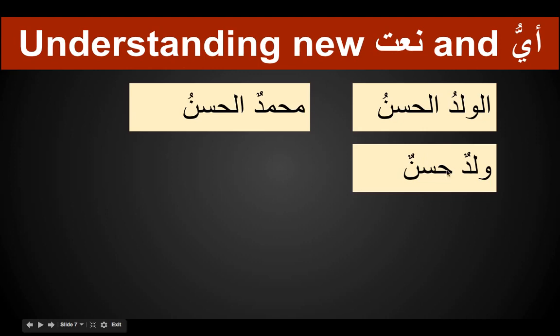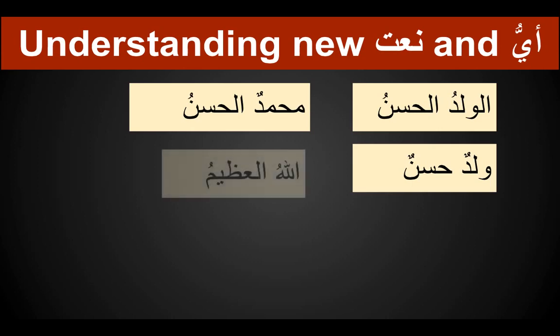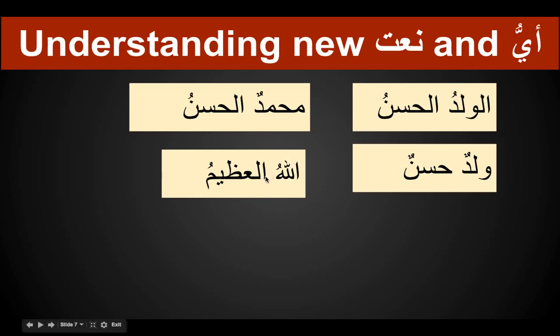If we have to make a full sentence, the Mubtada has to be definite, so it will be al-waladu, and the Khabar has to be indefinite. It should be hasanun. So al-waladu hasanun means the boy is good. This is how we have to understand each vowel sign and their characteristics, inshallah. If we say Allahu al-azimu, the word Allah is definite, and al-azimu, the mighty, is definite. So it matches in all aspects: Marfu, definite, type and gender, everything matches.